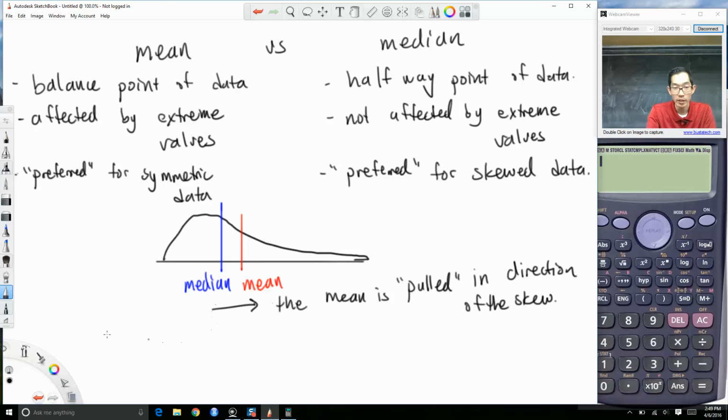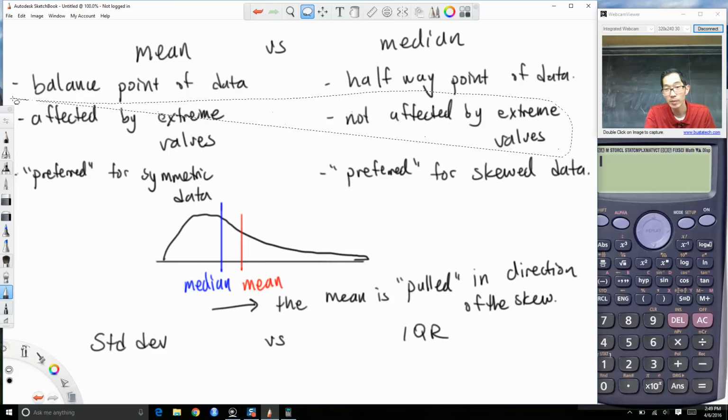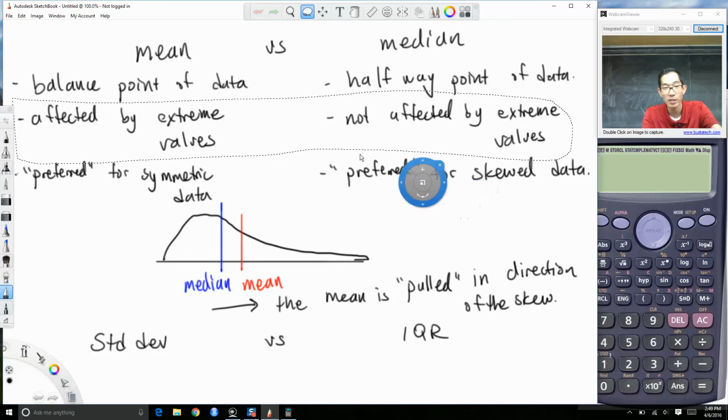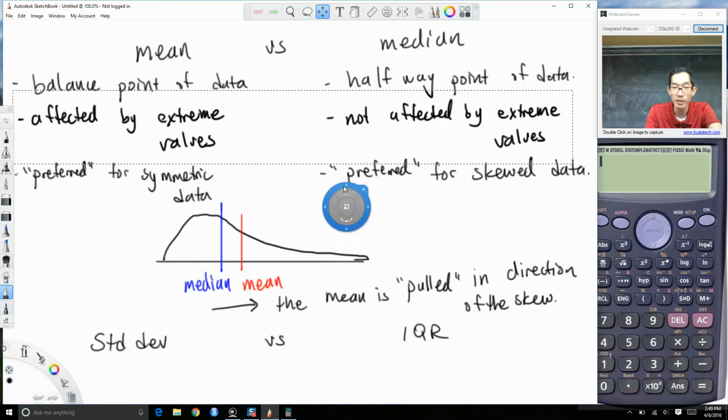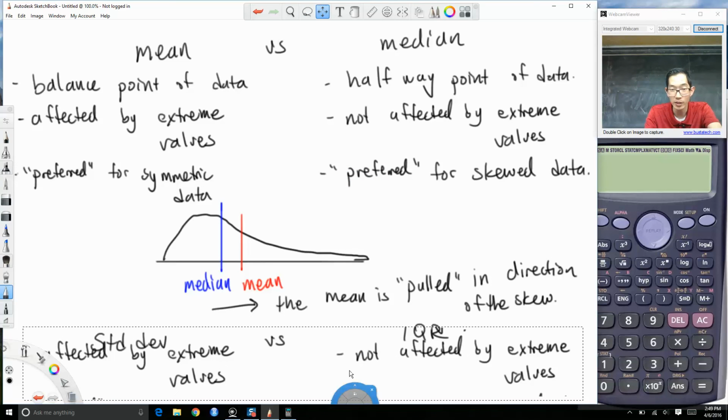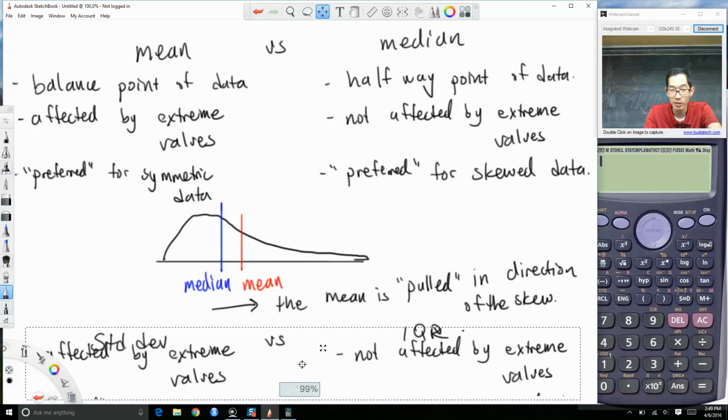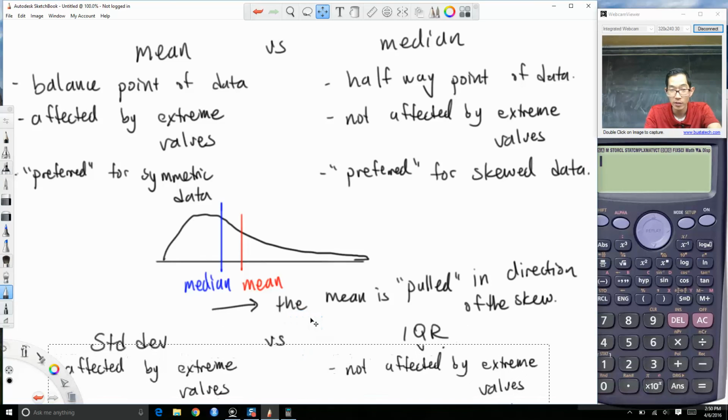All right, let's compare the standard deviation versus the IQR. Affected by extreme values, not affected by extreme values, I can just copy and paste that. And then you have your loose definitions for what the standard deviation and what the IQR are. You know, the range of the middle 50%.